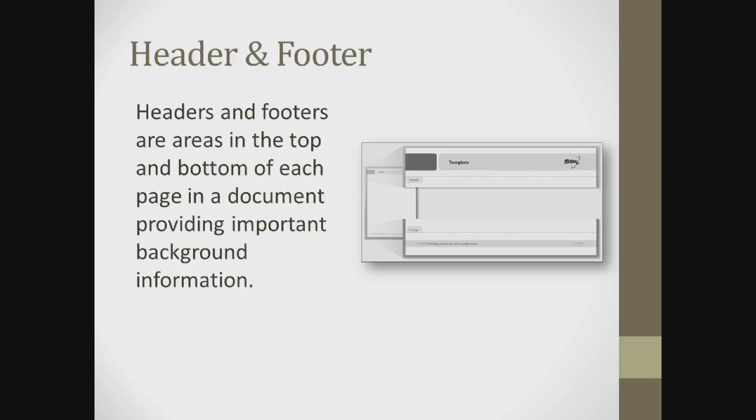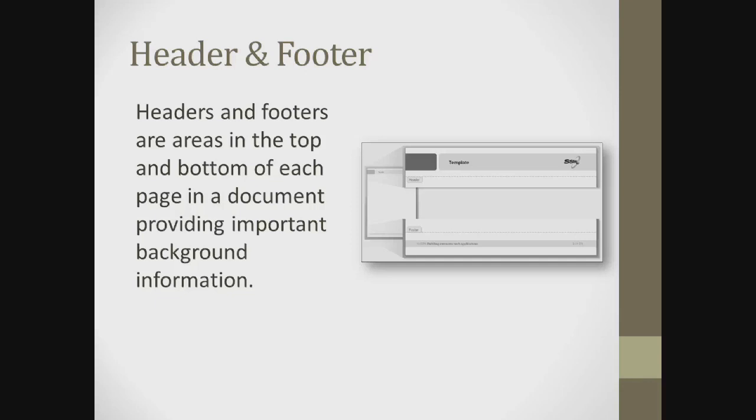Headers and footers are that area at the top and bottom of each page in a document. It provides important background information. These include such things as page numbers, dates, book and chapter titles, and perhaps even the author's name. All of these can improve the usability of the document.